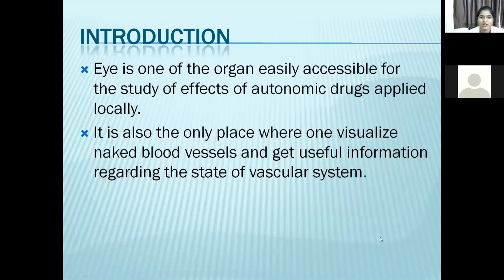Introduction. The eye is one of the organs easily accessible for the study of drugs, the study of effects of autonomic drugs, that is either cholinergic or adrenergic drugs applied locally. It is also the only place where one can visualize naked blood vessels, and get useful information regarding the state of the vascular system.